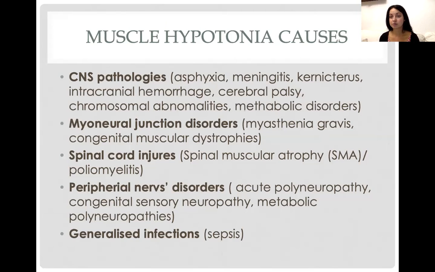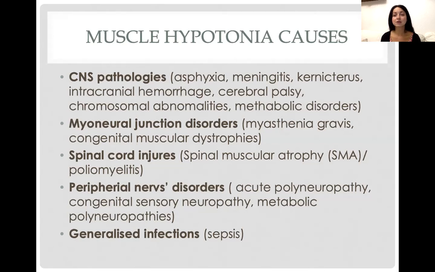Meningitis is an inflammation of the meninges. Kernicterus is a state associated with hyperbilirubinemia. It means a high level of indirect bilirubin going to the brain and causing a toxic effect on the brain, affecting the brain tissue because of the presence of this indirect bilirubin there. Intracranial hemorrhage or cerebral palsy as well can cause such hypotonia.